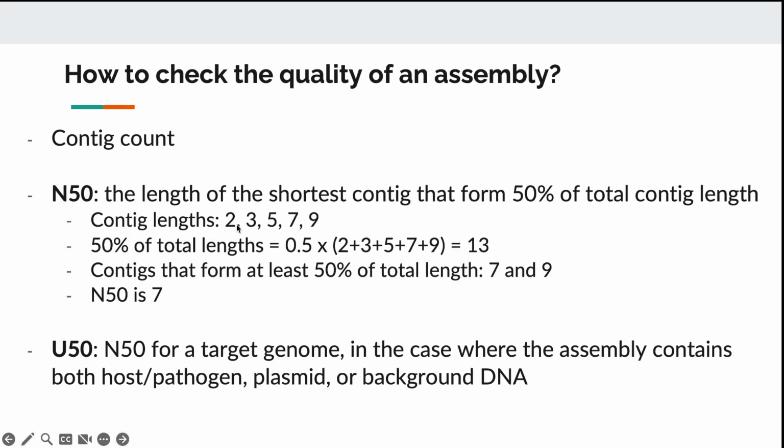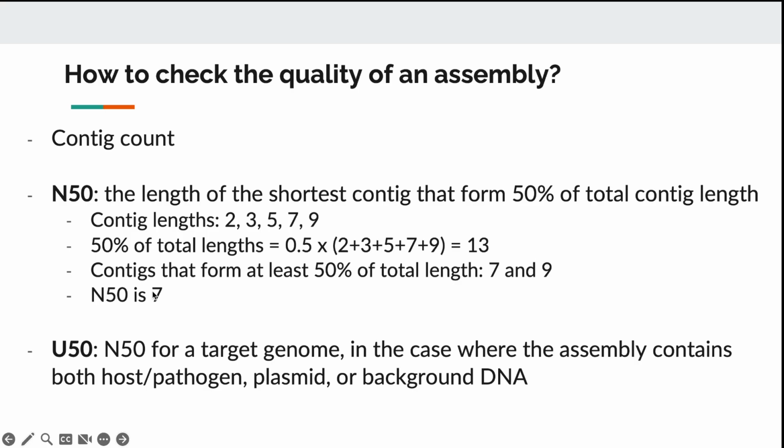So let's say we have 5 contigs with lengths 2, 3, 5, 7, 9. So 50% of the total length would be 30. If I want to select contigs from long to short that cover at least 50% of the length, I need to select 7 and 9, which together give me 60, greater than 30. So in this case, my N50, the length of the shortest contig that forms at least 50% of the total length, would be 7, because I only need these 2 contigs to form at least 50%, and the shorter one is 7.